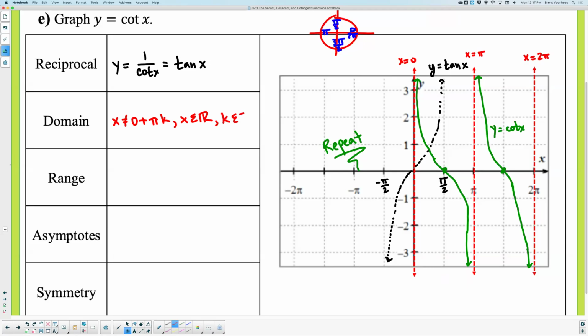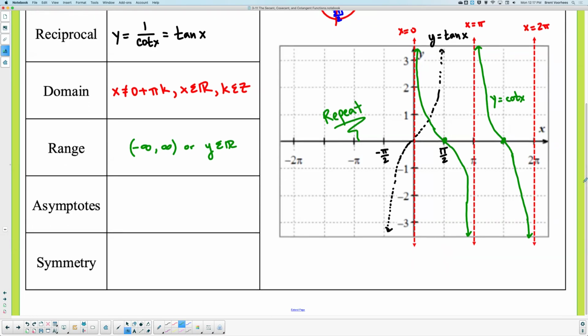Anytime we write a letter k, we're going to put k is an element of the integers. K is any integer. So that just means we'll have a break at every whole number of pi or negative whole number of pi. That's what an integer means. Okay, talk to me about the range. How low does any S curve go? Negative infinity. How high do they go? Positive infinity. So we go from negative infinity to positive infinity, which you could write that way, or since we're talking about y variables, you could say y is any real number.